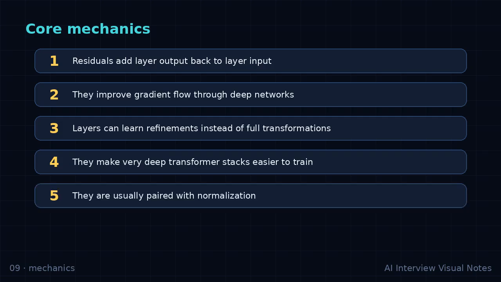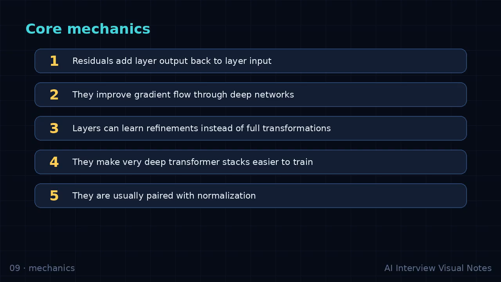Common traps. Without residuals, deep networks can lose signal or train slowly. Residuals do not remove the need for normalization. Bad scaling can still make deep models unstable. Shortcut paths help optimization, not magic generalization.